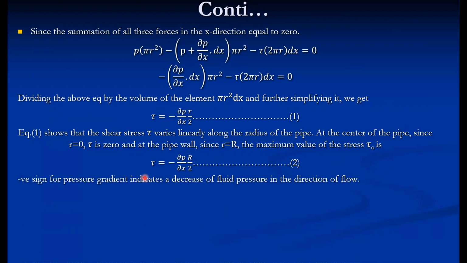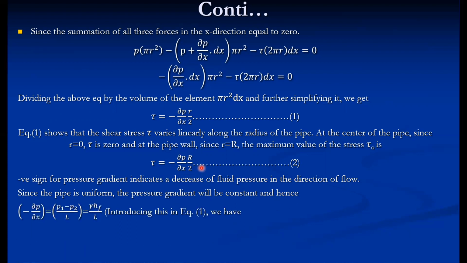The negative sign for the pressure gradient indicates a decrease of fluid pressure along the direction of flow. This is a negative sign of the pressure gradient because the term is positive, which indicates that pressure decreases along the direction of flow. So P2 is less than P1. That's why ∂p by ∂x is negative. Since the pipe is uniform, the pressure gradient will be constant. This is a constant negative pressure gradient.